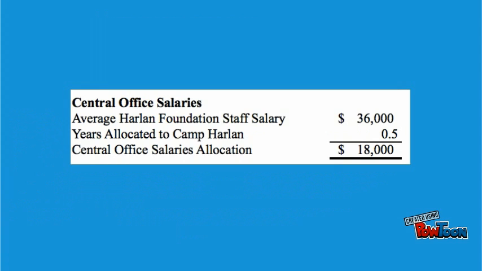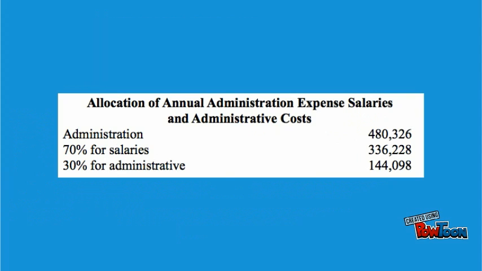We can calculate central office salaries by using the information provided in paragraph 10. They amount to $18,000. We can then calculate the administration expense distribution by using the information provided in paragraph 4.